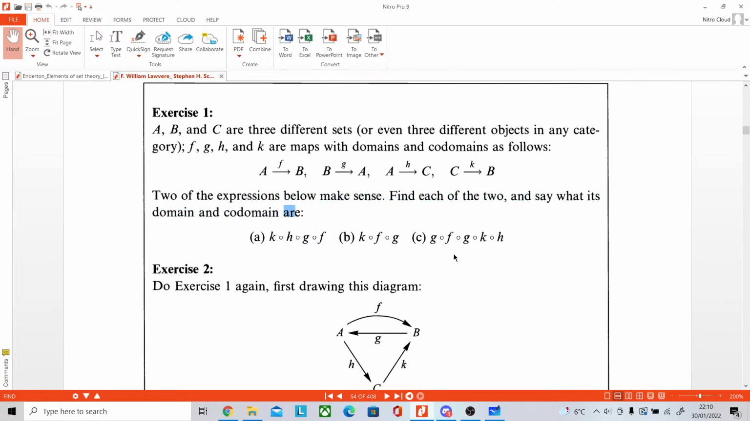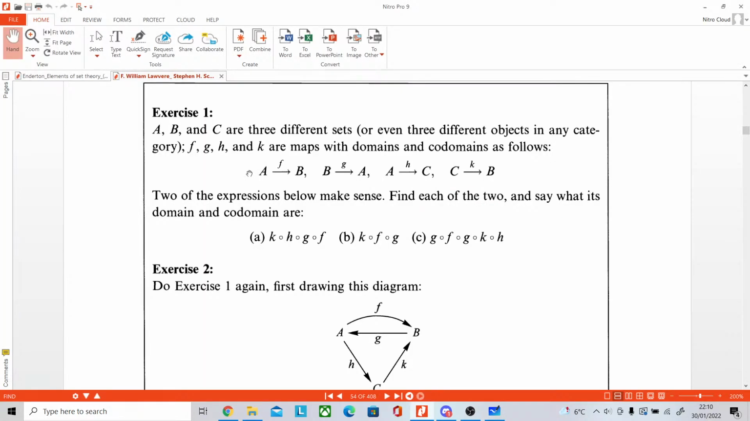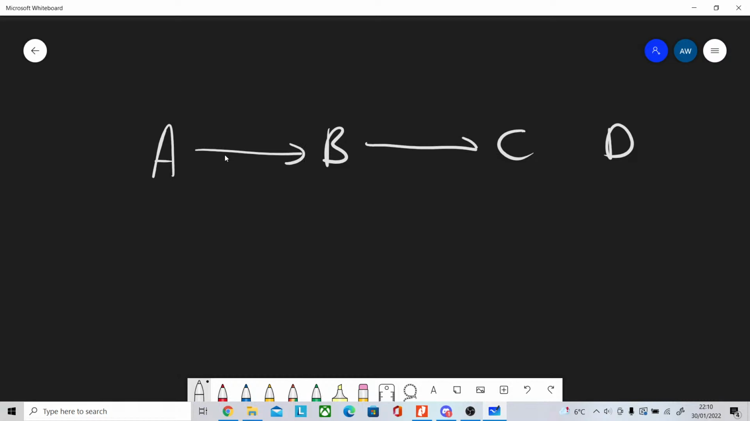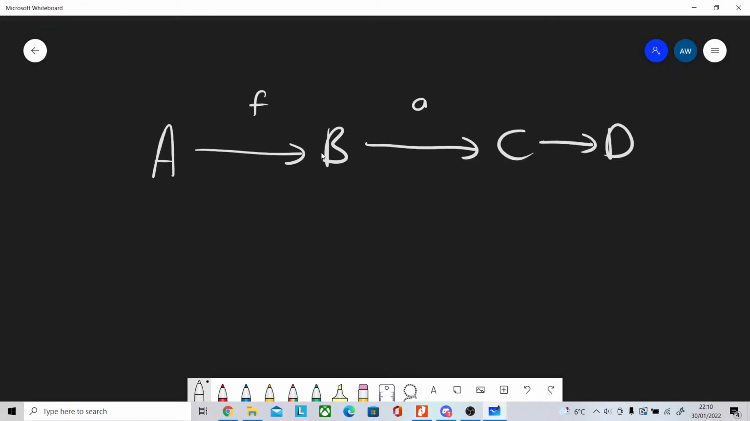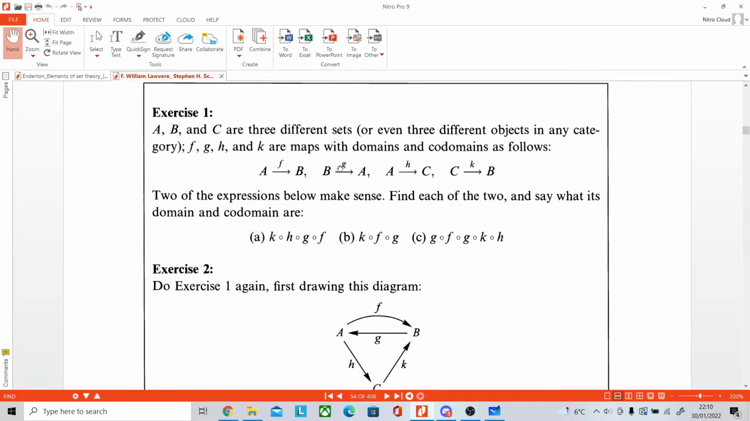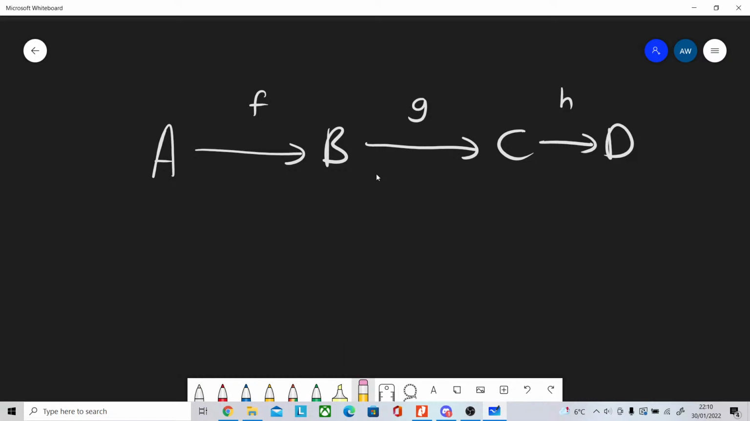Right, so some of these don't make sense. So let's see which ones there are. Let's just turn all of these into one single diagram. We have A, B, C, and D. We have F, G, H, wait, what? A, B, B, A. Ah, Jesus.